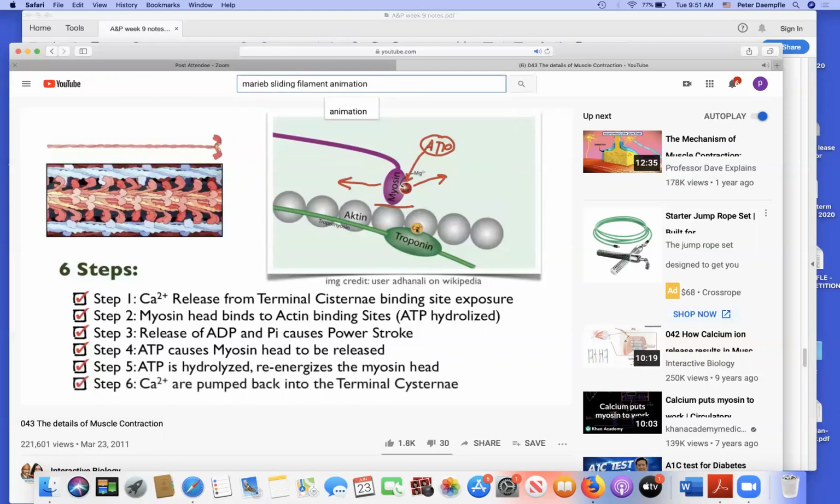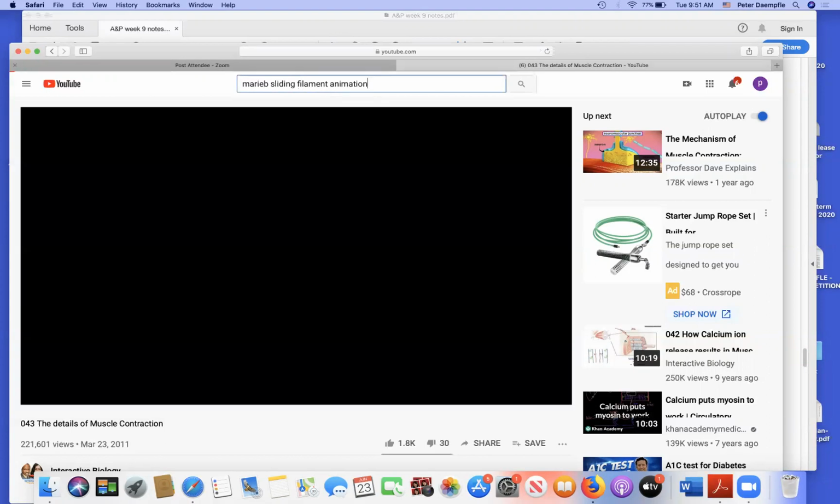One more step, step number 6. This calcium here needs to be gone. So we have the terminal cisternae, and it's not shown here. So I'm just going to draw it with my great artistic skills. And we have calcium pumps in the terminal cisternae. And what that does is it basically pumps that calcium back in.